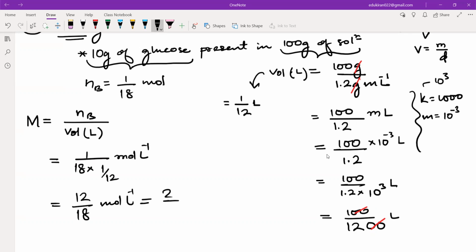6 दूनी 12, 6 3 18, 2/3 moles per liter. 2/3 का मतलब कितना हो गया? 2/3 means 0.666 होगा ना? Or 0.67 also. It will be better if we round it off. 0.67 moles per liter. ठीक है?